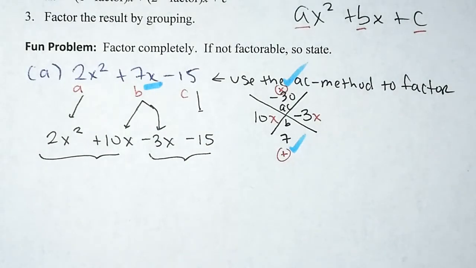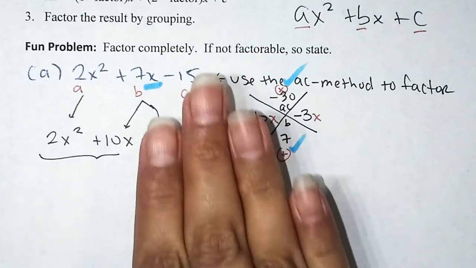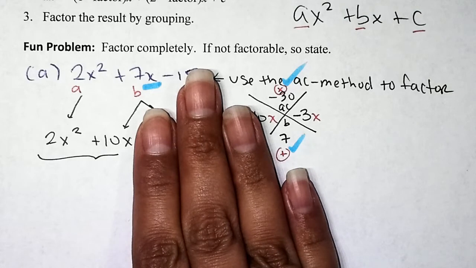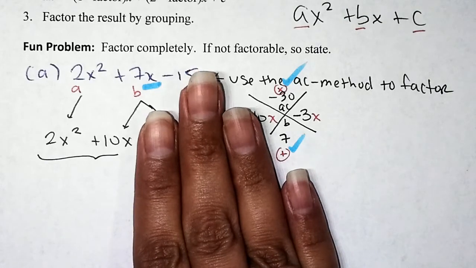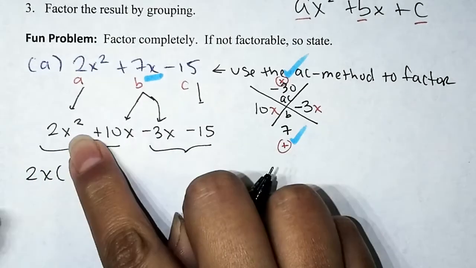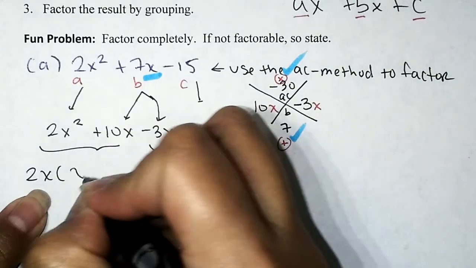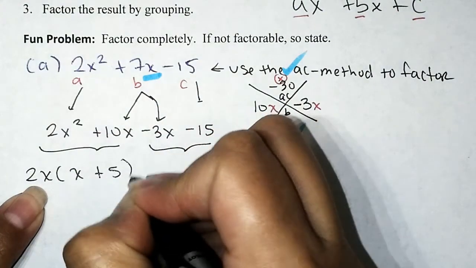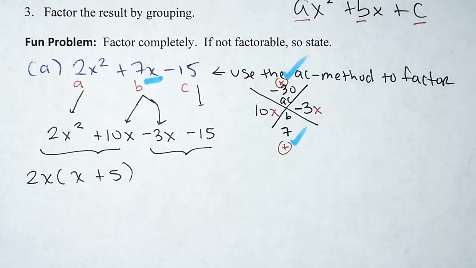Let's see what we're left with when we look at the first group. In the first group, 2x squared and 10x have a common factor of 2x. So let's factor it from the group. 2x squared over 2x will leave us with x, and 10x over 2x will leave us with 5. So one group down, one more group to go.